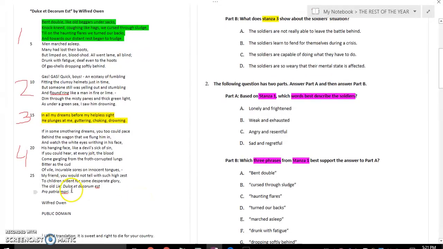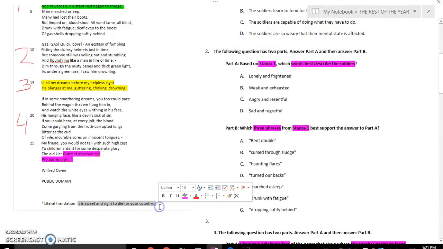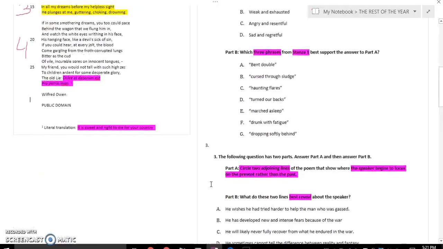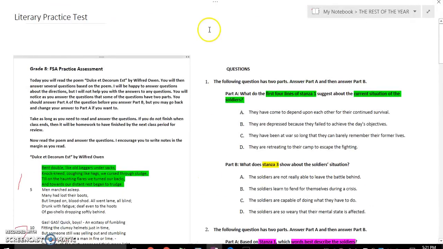We have this little number 1 here, which usually tells us that there's a definition. So the definition here is that it is sweet and right to die for your country. So the old lie is, it is sweet and right to die for your country. Definitely connects back to one of our questions I do remember seeing. We'll get to that when we see it.